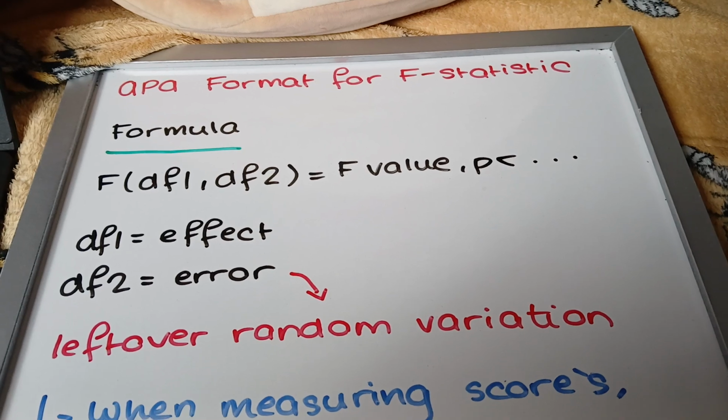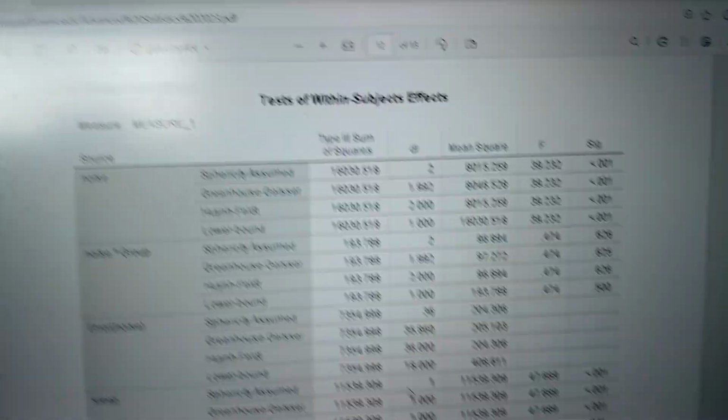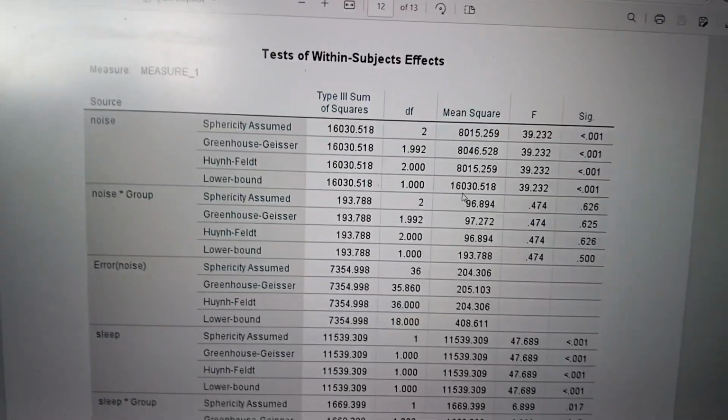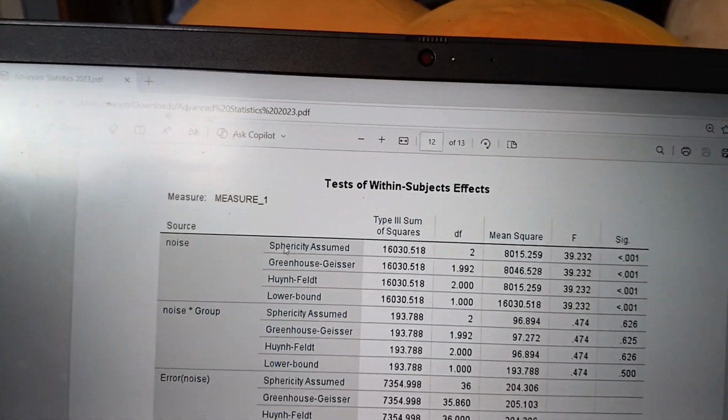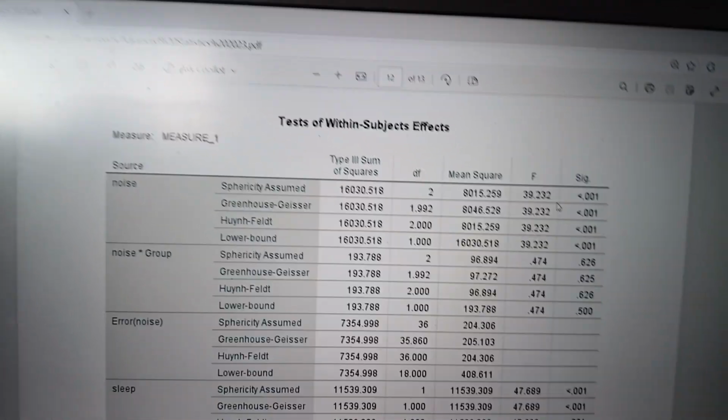The next part of our formula is the F value. For this, we go to noise and we find the F value in sphericity assumed, and we go all the way over, and that's 39.232.